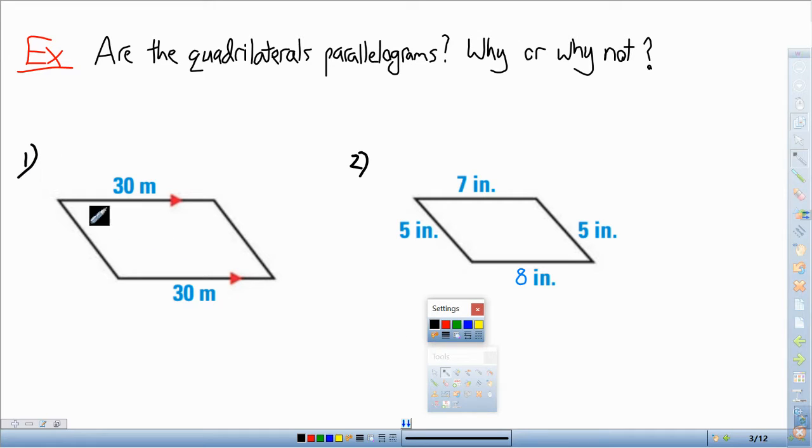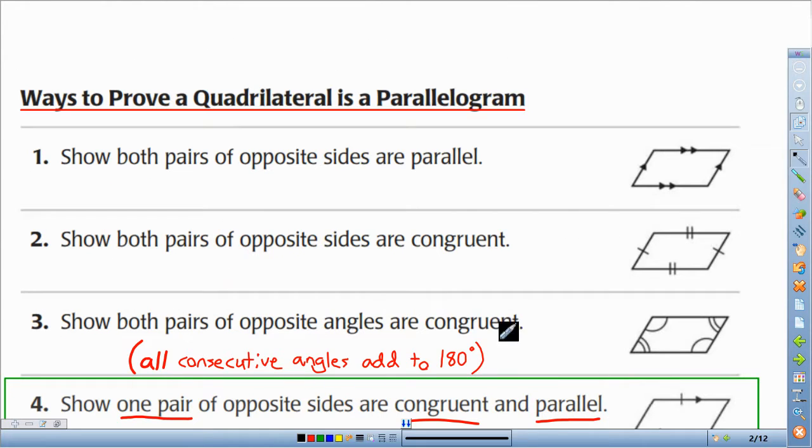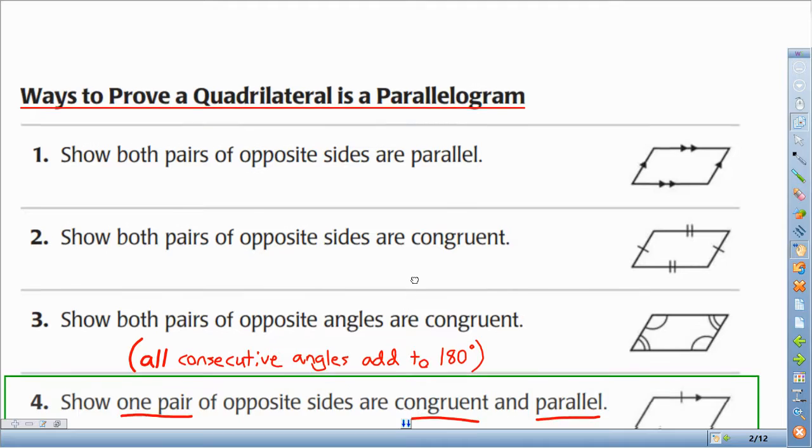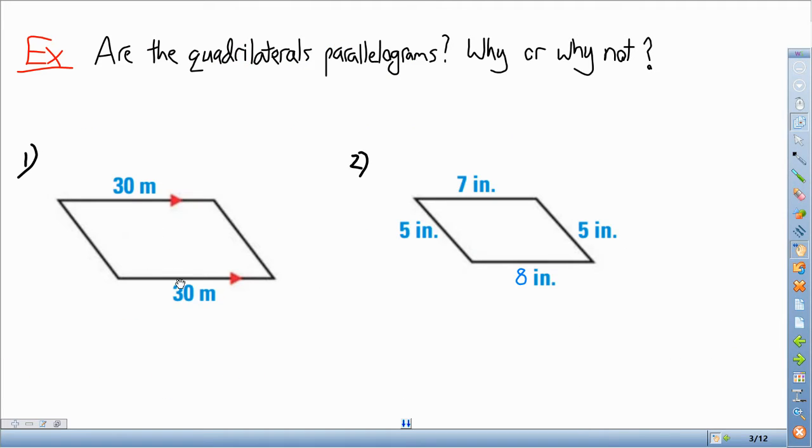Okay, so on number 1 here, here's what I noticed. We have opposite sides that are congruent. But one thing I'm thinking in my head, these other opposite sides, we don't know if they're congruent. If they told us they were, that would be one way of saying we have a parallelogram. But we have one pair of opposite sides congruent, and we also have that same pair of opposite sides parallel. And if you remember, this is our new number 4 way of proving that a quadrilateral is a parallelogram, one pair of opposite sides congruent and parallel. That's exactly what we have right here.